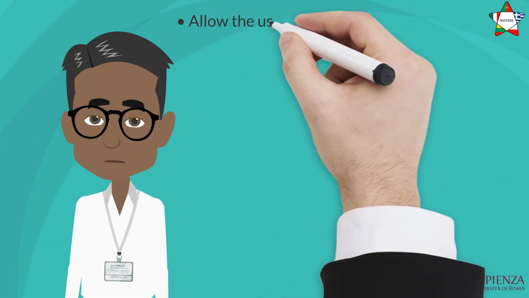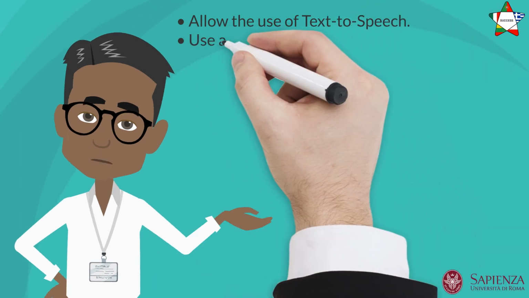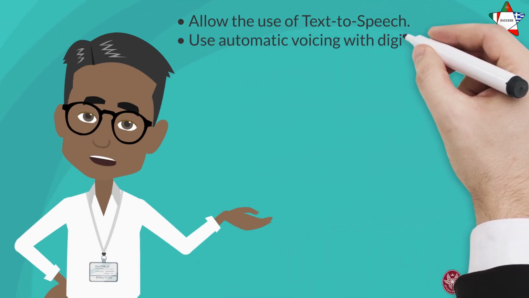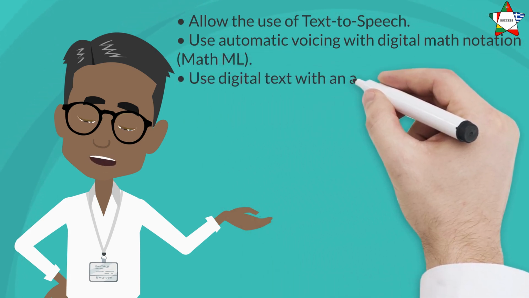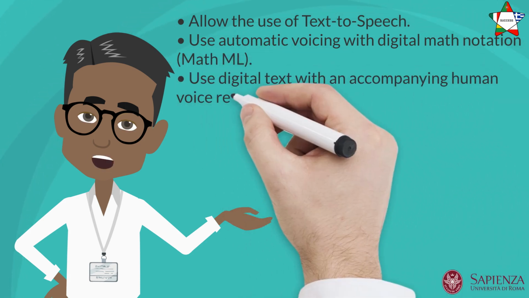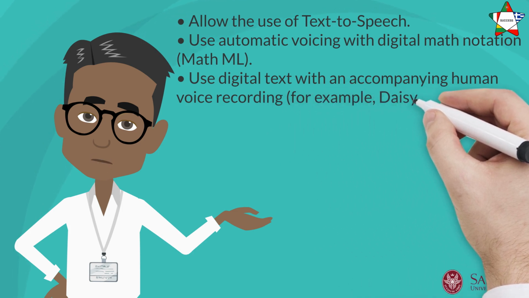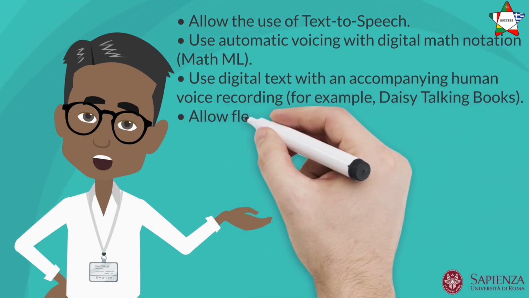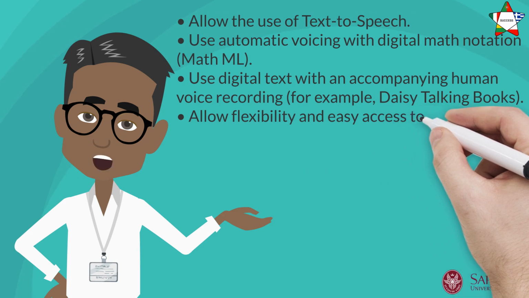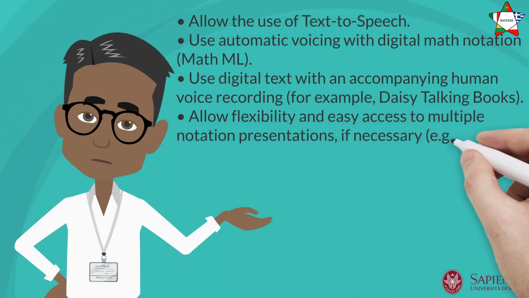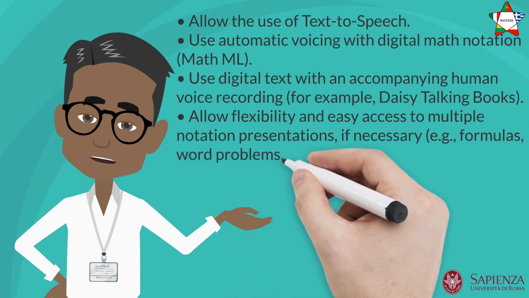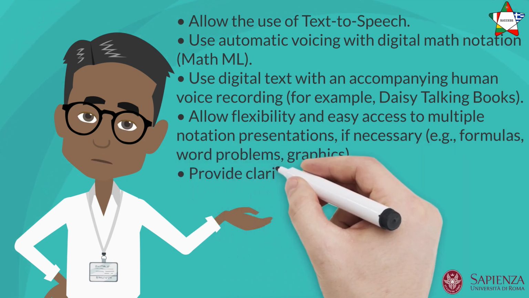Tips: allow the use of text-to-speech. Use automatic voicing with digital math notation, MathML. Use digital text with an accompanying human voice recording, such as Daisy Talking Books. Allow flexibility and easy access to multiple notation presentations, if necessary, for example, formulas, word problems, graphics. Provide clarification on notation through lists of key terms.